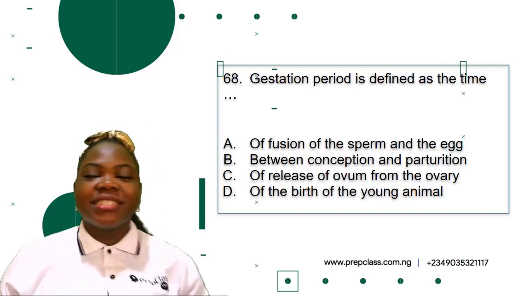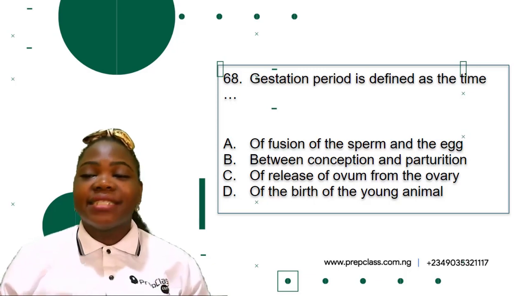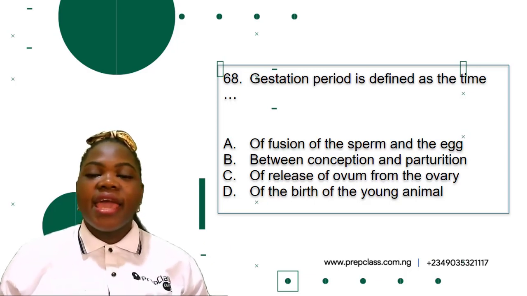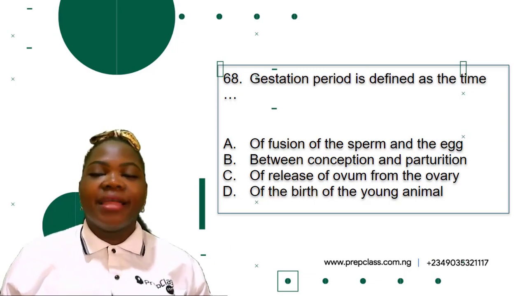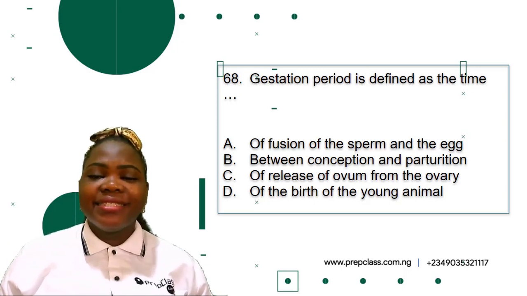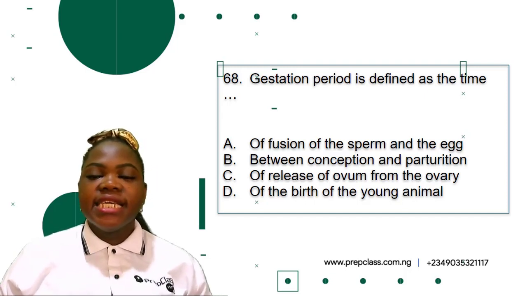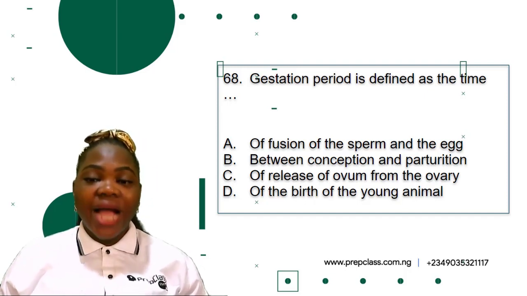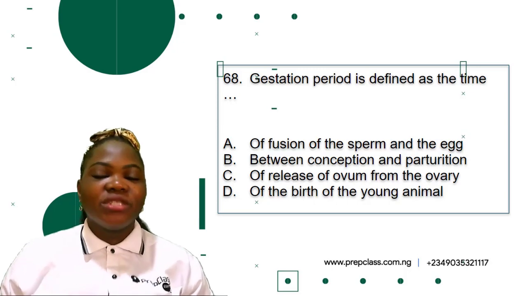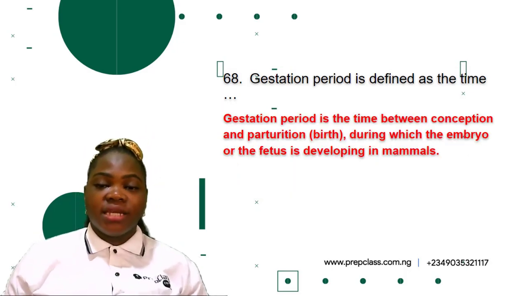Okay, so question 68 now says gestation period is defined as the time dash. A. Of fusion of the sperm and the egg, B. Between conception and parturition, C. Of release of ovum from the ovary, D. Of the birth of the young animal. So which of these options is correct? We need to know the meaning of gestation period to answer this question.